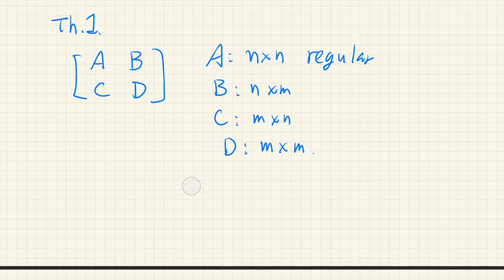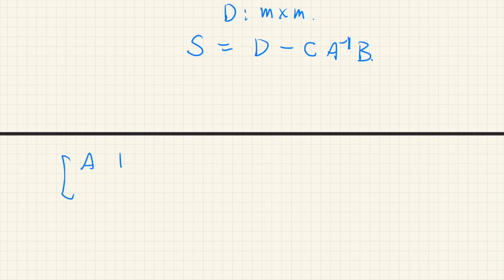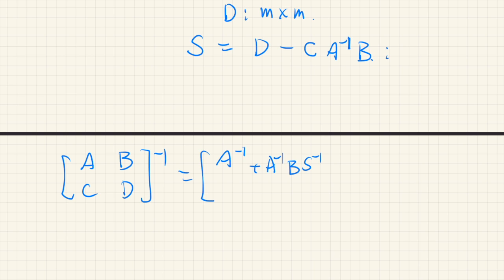In addition, we define another matrix called S, which is defined as D minus C A inverse B. A is assumed to be regular, so A inverse exists. Then if we have these conditions, the inverse of this block matrix is written as A inverse plus A inverse B S inverse C A inverse. S is this one. Of course, we assume this is regular. And S should be the same size as D, which is m by m.